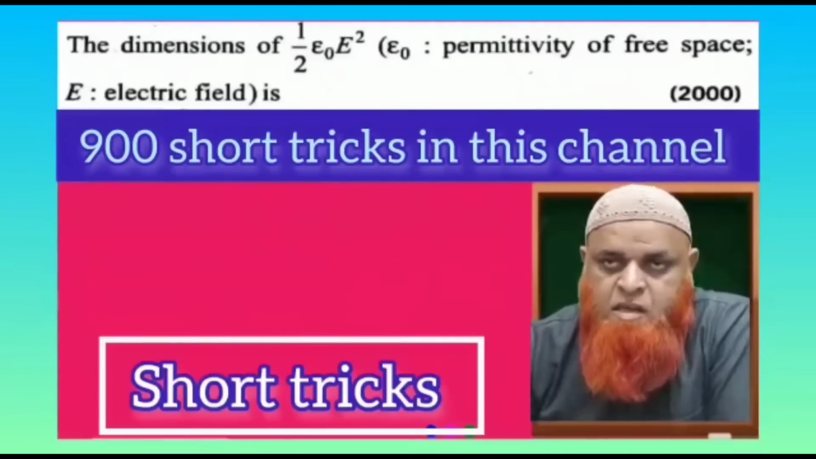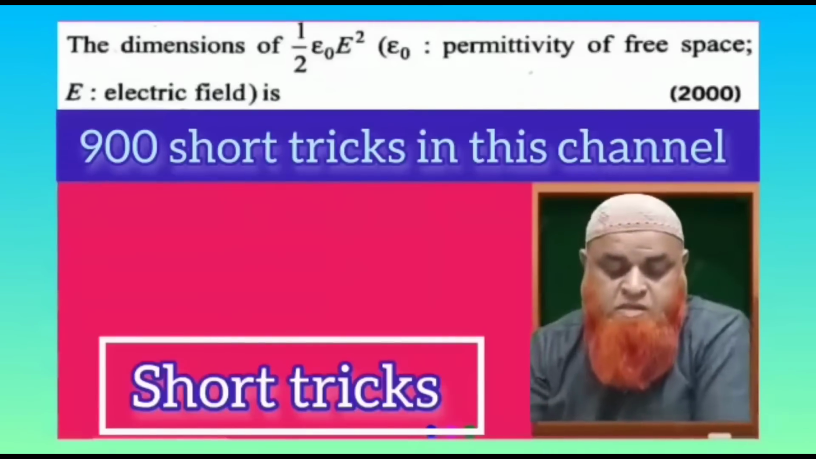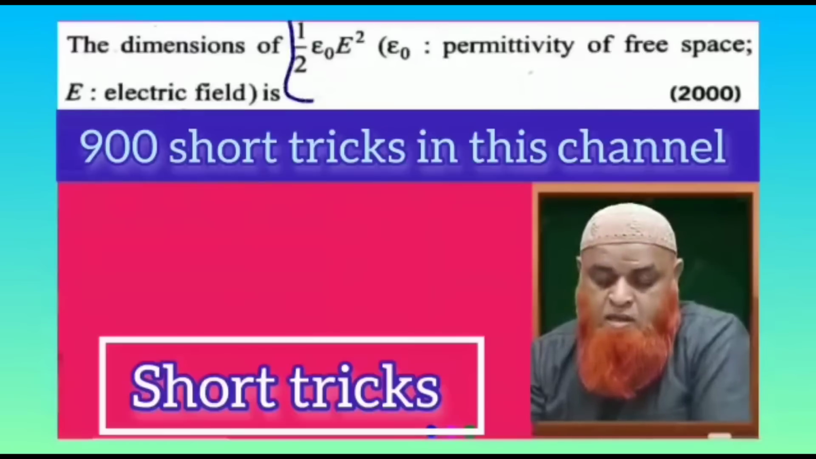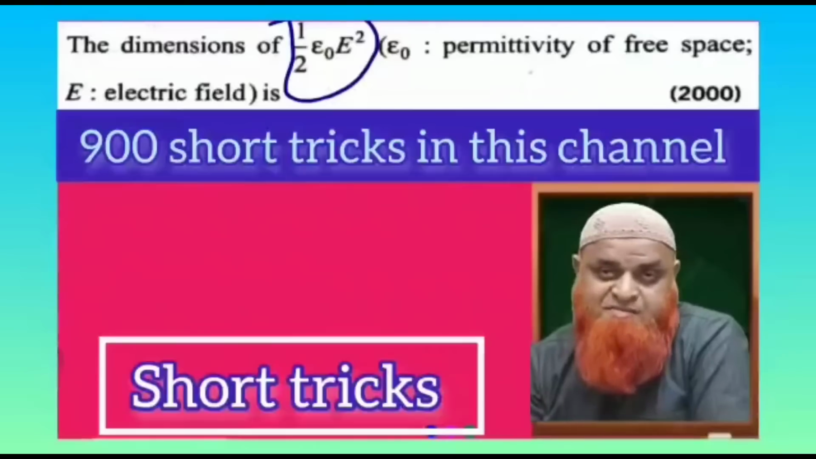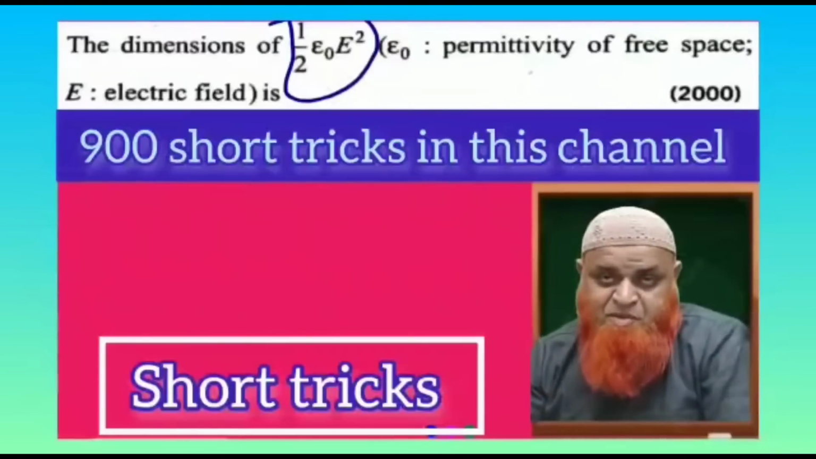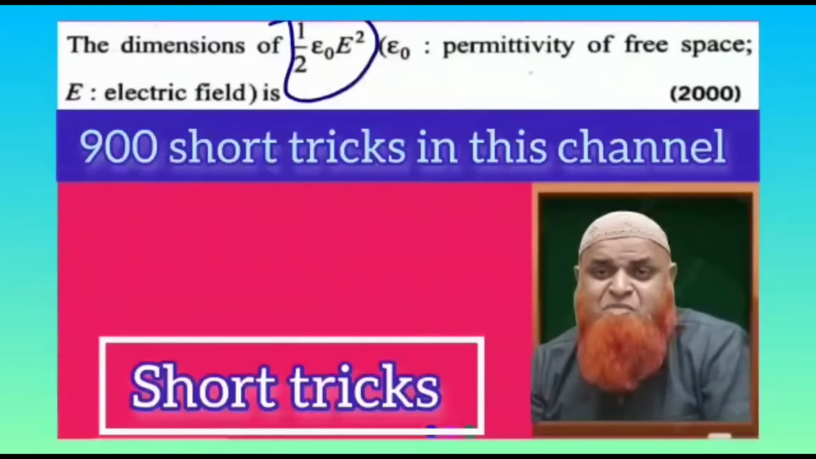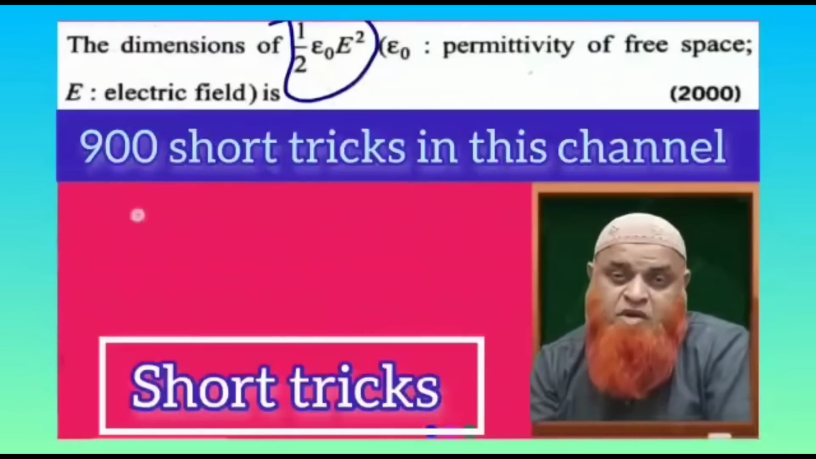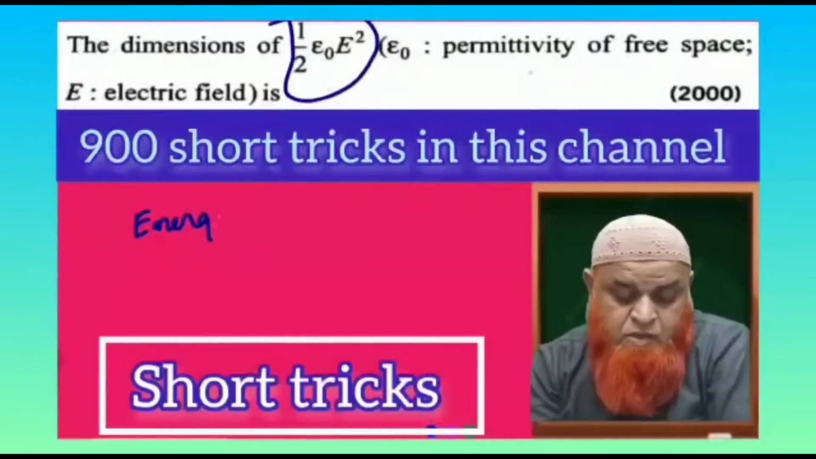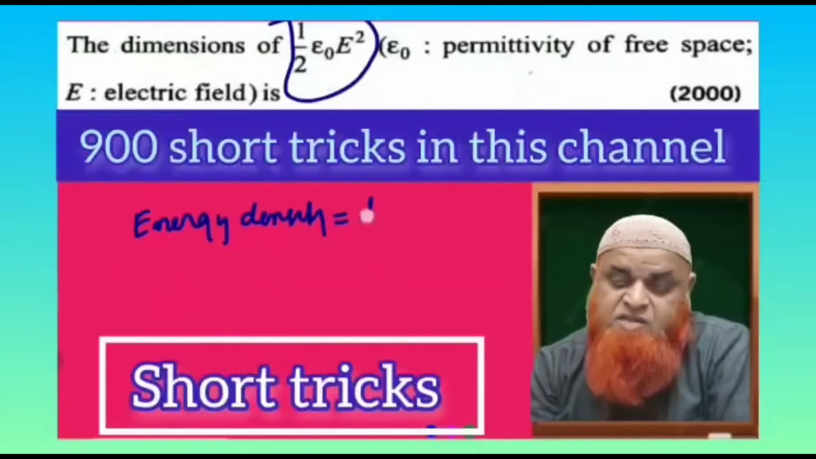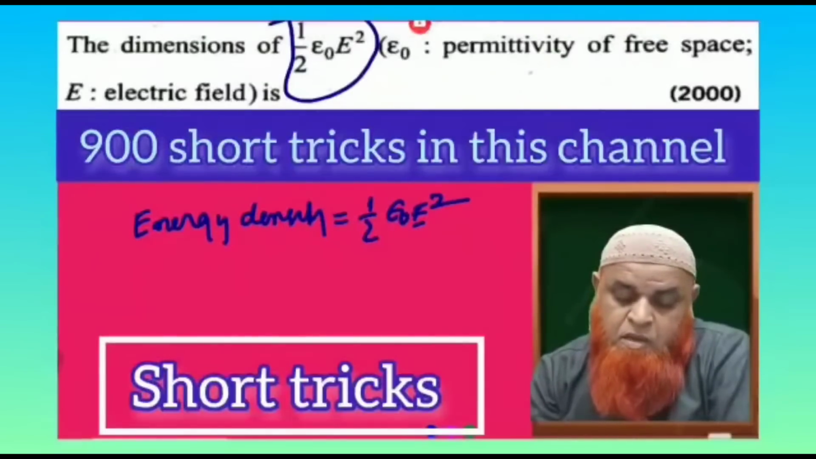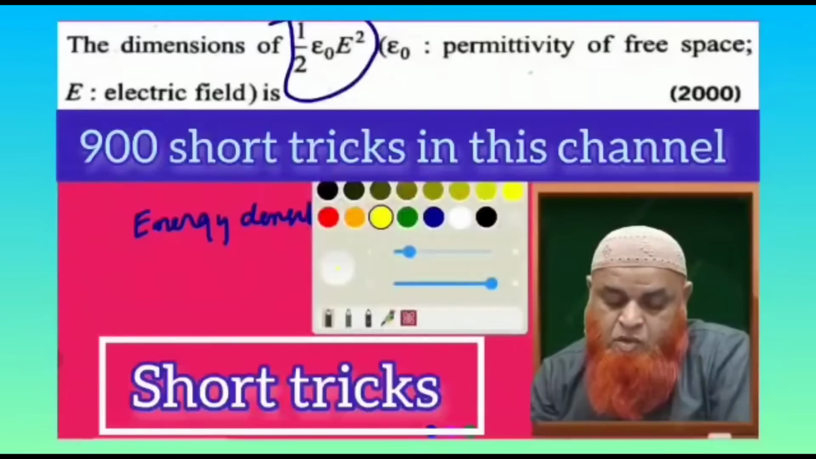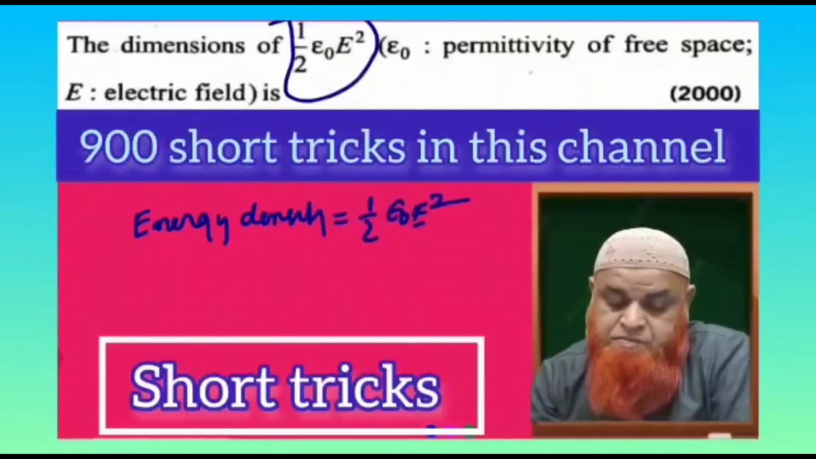My dear students, how to find out the dimensions of this physical quantity? Don't worry by seeing all these half epsilon naught E square. There is a simple method to solve the problem and find the dimensional formula. What is that simple method? Here, that is the formula for energy density. So there is one concept called energy density, for which this is the formula, half epsilon naught into E square. So what is this energy density? We shall discuss it now.